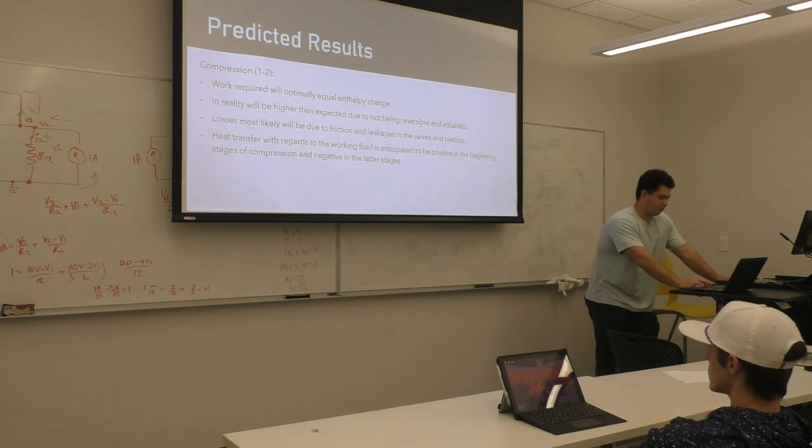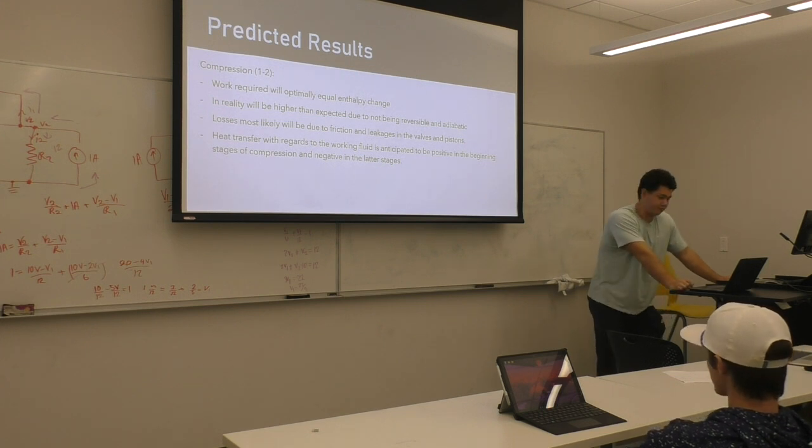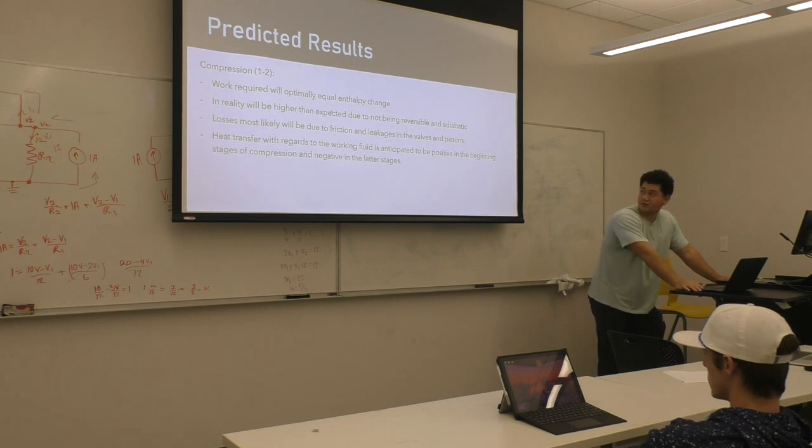So for our predicted results, for our compression stage, work required will optimally equal the enthalpy change. In reality, this is going to be greater than expected due to not being reversible and adiabatic. And most of our losses here are going to be due to friction and leakages. And the heat transfer with regards to the working fluid is anticipated to be positive in the beginning stages, compression, and negative in the latter stages.